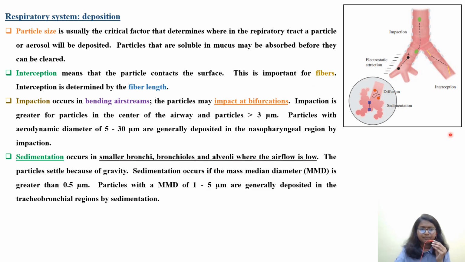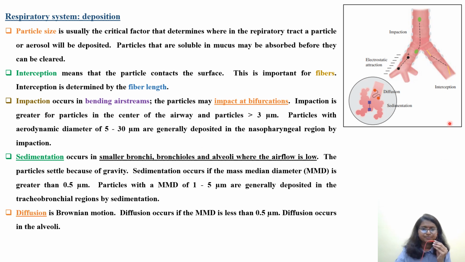Okay, next, sedimentation. So let's learn what sedimentation is. Sedimentation occurs in smaller bronchioles, here bronchi, bronchioles, and alveoli, where the airflow is low. The particles settle because of gravity. Sedimentation occurs if mass median diameter is greater than 0.5 micrometer. If the particle size is very small, then this type of sedimentation takes place at the deeper layers of the respiratory system, that is bronchi, bronchioles, and alveoli. Particles with mass median diameter of 1 to 5 micrometers are generally deposited in the tracheobronchial regions by sedimentation.